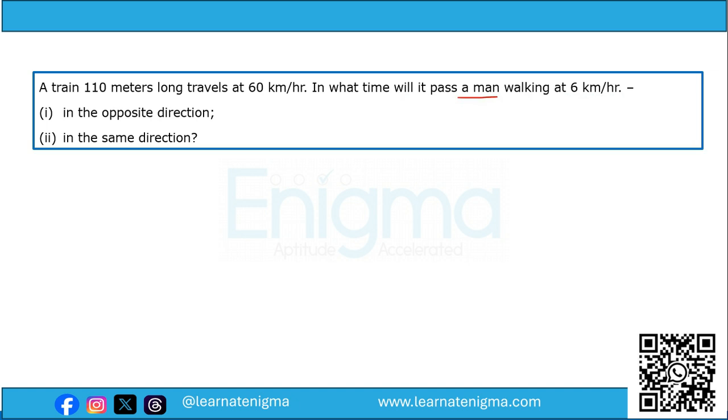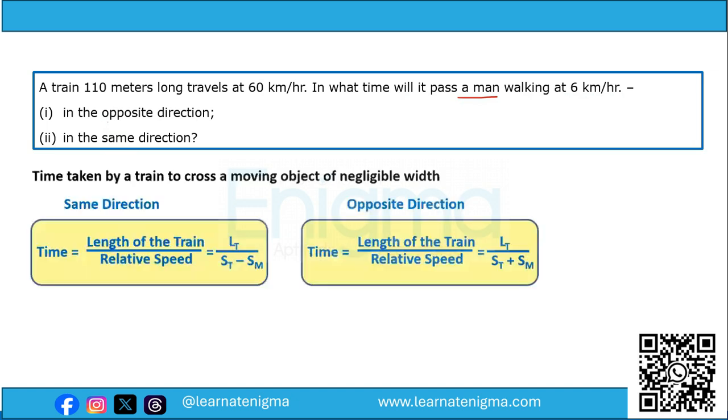Now, for such questions, the answer changes depending on the direction in which the train and man are passing. So we'll have two formulas depending on the questions. Now, the first question is in the opposite direction. So we'll have to use this formula. So time is equal to length of train upon relative speed.